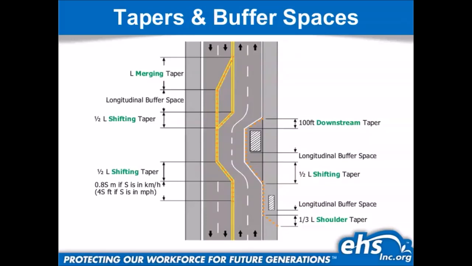Once you've figured out what the merging taper length is, if you decide to use a shifting taper, you just know, hey, the shifting taper has to be half the length of the merging taper. So whatever you get for merging taper, all you do is divide by 2, and it gives you your legal shifting taper length, what's required for a shifting taper at that speed. And then if you're just closing off the shoulder, once again, you figure out whatever the merging taper length is, and then you divide by 3, and it gives you the required shoulder taper length.